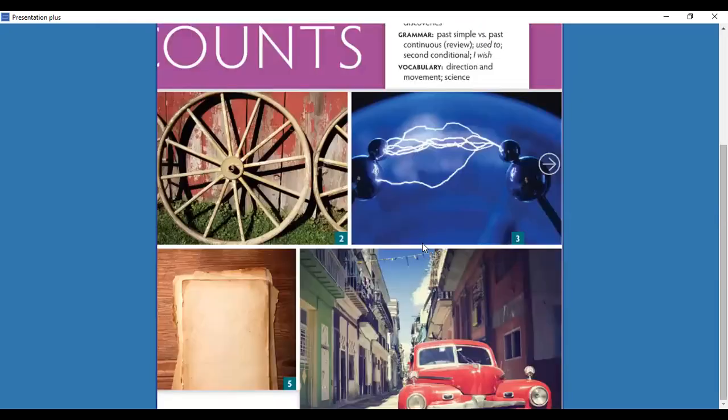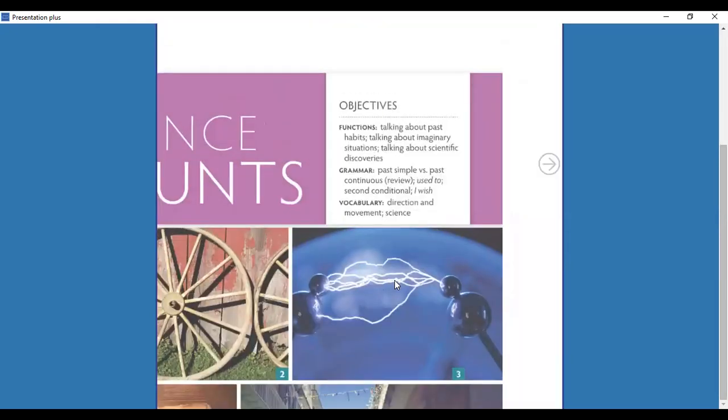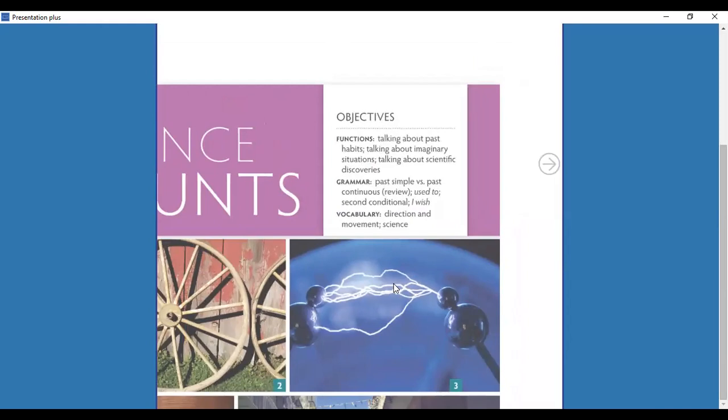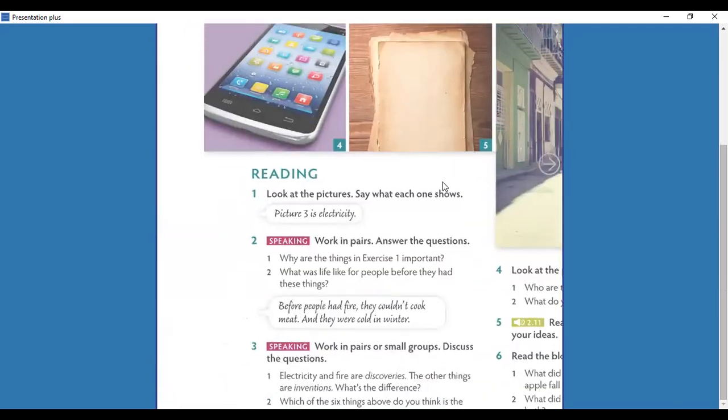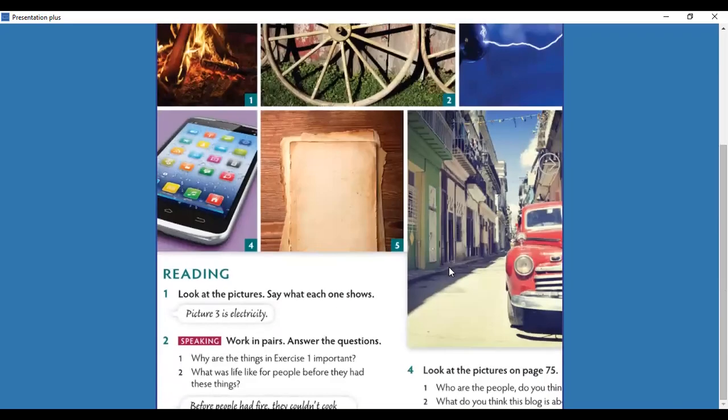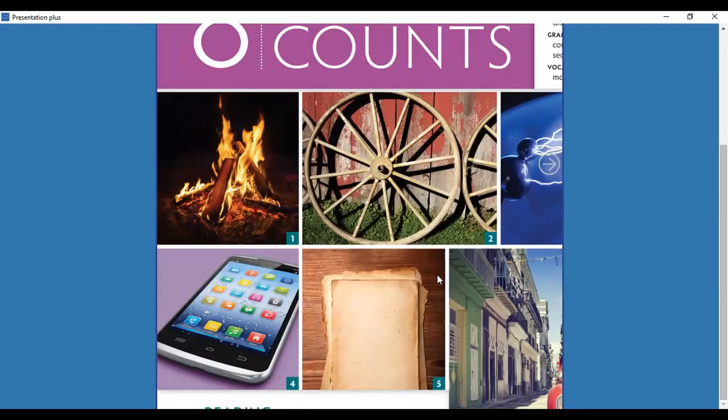So what we're going to have a look at in the unit mainly has to do with the past simple, the past continuous, used to, second conditional, wish. Also, we're going to be talking about past habits, imaginary situations, and talking about scientific discoveries. So this unit is about directions, movement, and mainly discoveries and inventions.